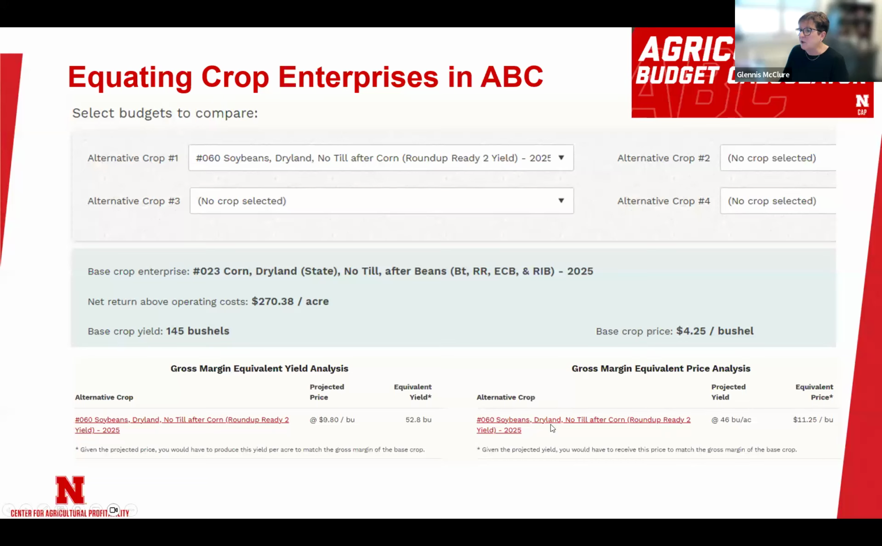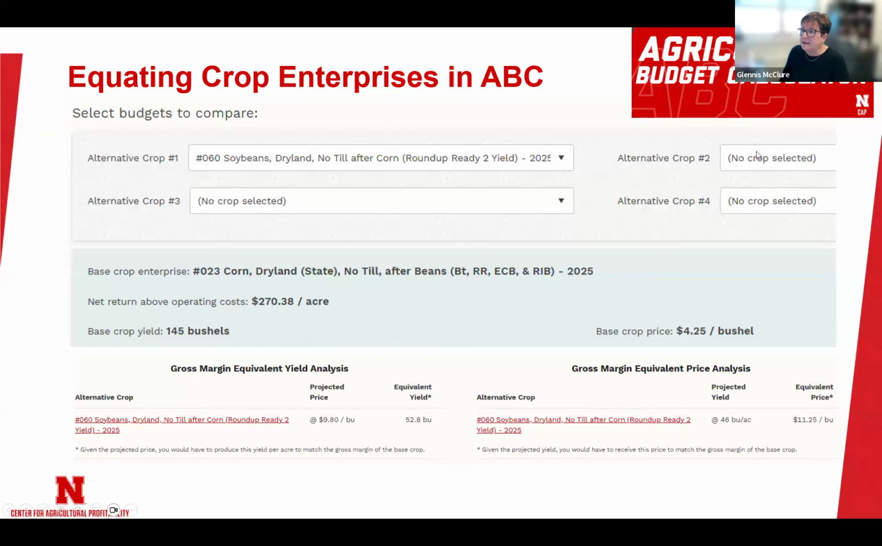All right. If I want to look at it on the price basis, so let's say I have a 46 bushel yield. So rather than here, I'm looking at it given the projected price, you would have to produce this yield per acre. So you'd have to have 52.8 bushels per acre to equate that. Given the projected yield, you'd have to have $11.25 for your soybeans to equal that corn crop.